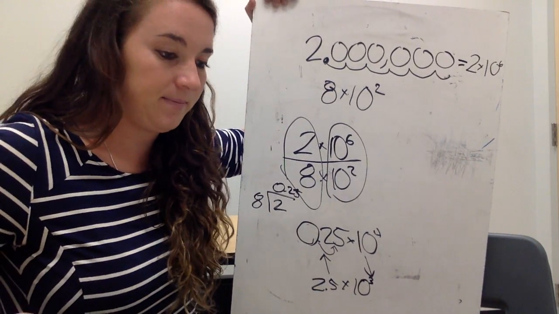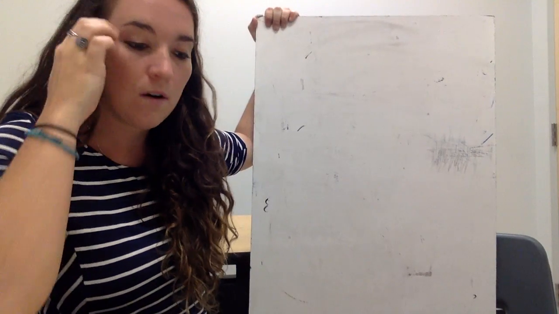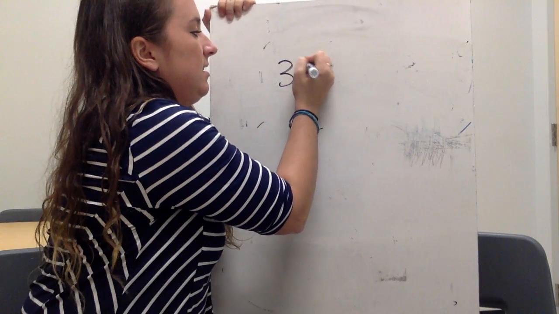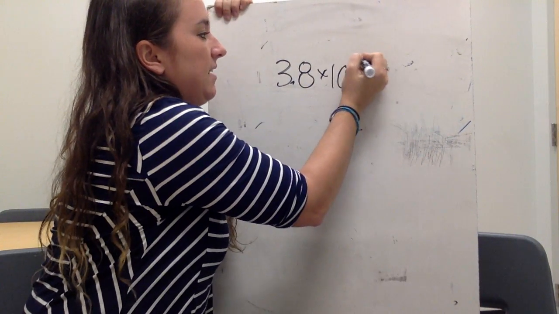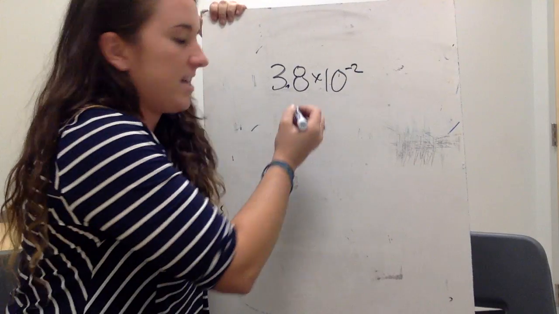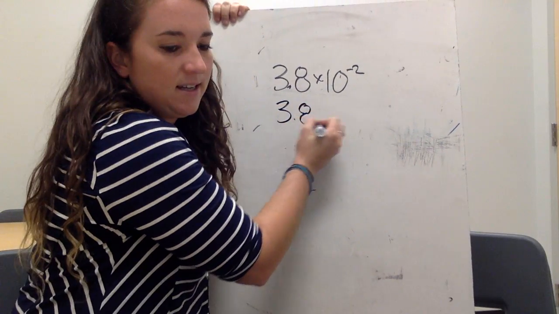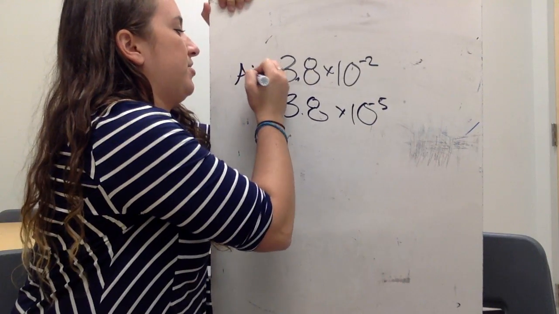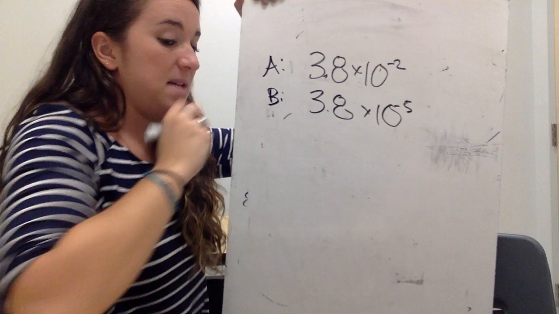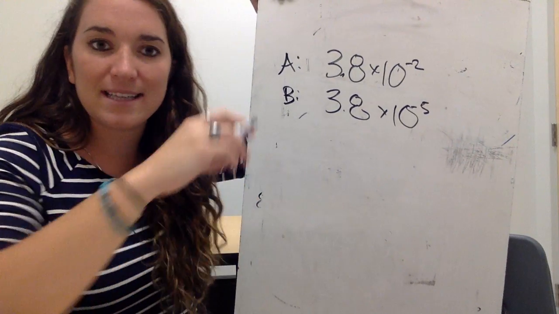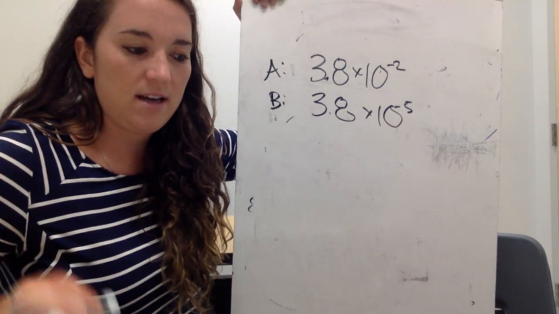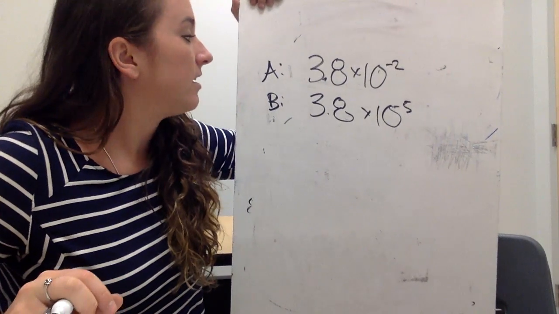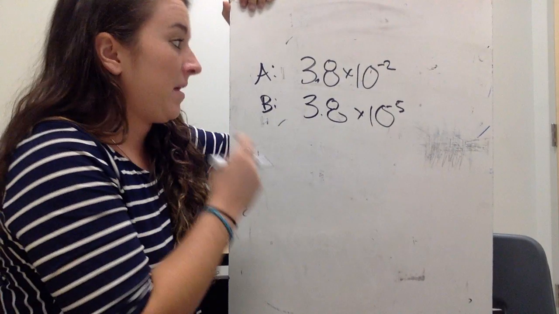make that number bigger. For our last problem, we have the half-life of isotope A is 3 and 8/10 times 10 to the negative second power. The half-life of isotope B is 3 and 8/10 times 10 to the negative fifth power. We want to know how much greater is A than B. If it says how much, is that division or subtraction? How much means subtraction. How many times means division. So I'm going to subtract.